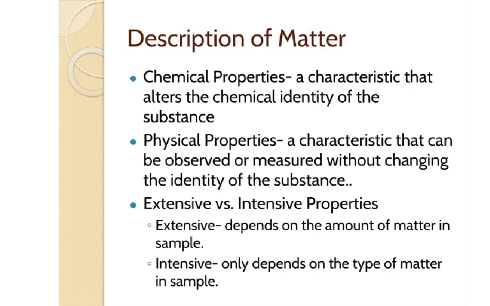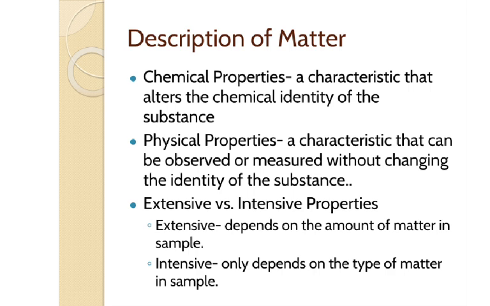So we can break physical properties down into two different categories. Extensive versus intensive properties. So these are a part of physical properties. So some properties of matter depend on the size of the sample, while some do not. An extensive property is a property that depends on the amount of matter in a sample. So a good example of an extensive property is mass.